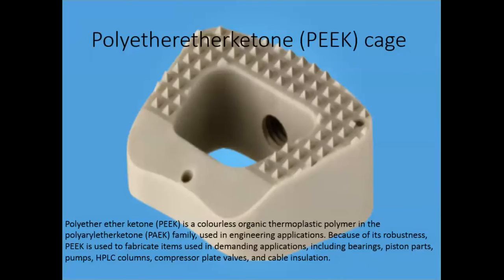And so what's PEEK? I asked Brian last week and he didn't tell me, so I had to look it up. Polyether ether ketone, PEEK cage. It's a colorless organic thermoplastic polymer. It's used in engineering. It's very strong, and they use it in bearings, piston parts, pumps, plate valves, cable insulation. It was originally developed as an engine part.